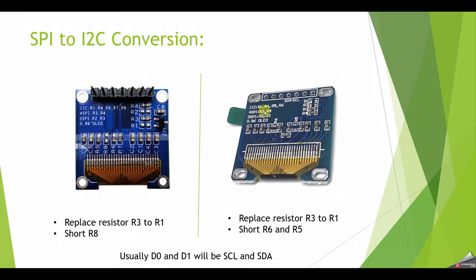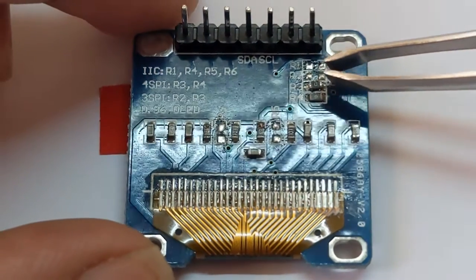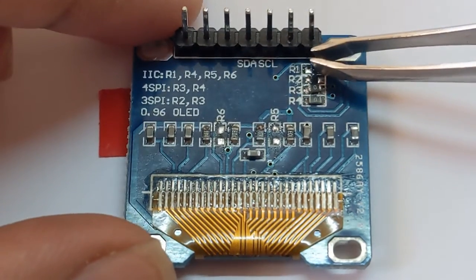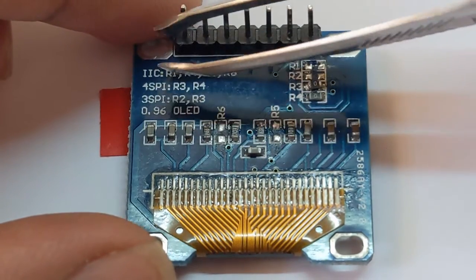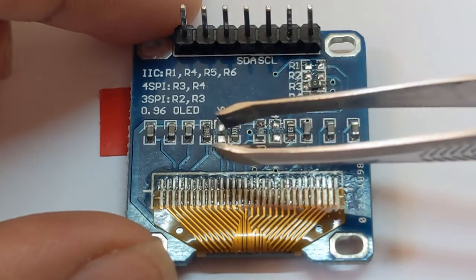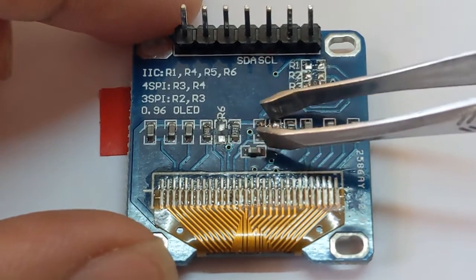Then if your board looks like the one on the right hand side, you need to replace R3 with R1, then you need to short R6 and R5. Usually D0 and D1 will be SCL and SDA, as mentioned here. I am using the board which looks like the right hand side, and we'll see that conversion. In my version, we need to connect this resistor from R3 to R1, because in I2C we have R1, R4, R5 and R6, and then we just need to short R6 and R5.